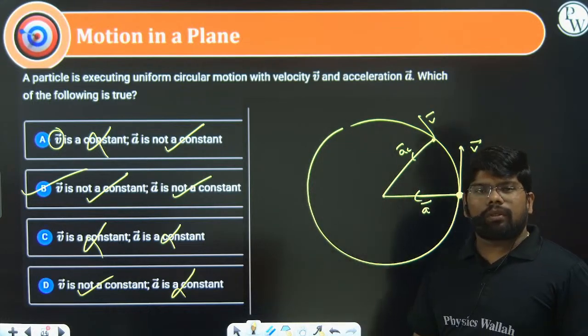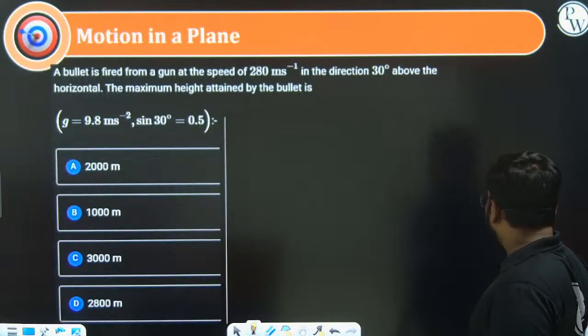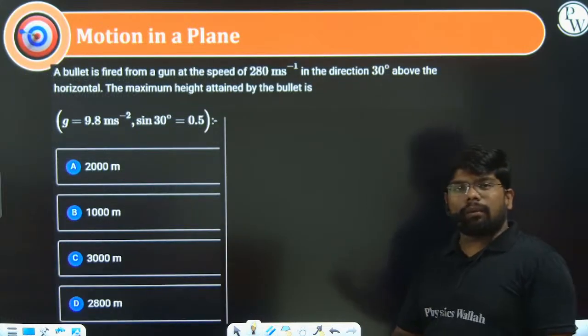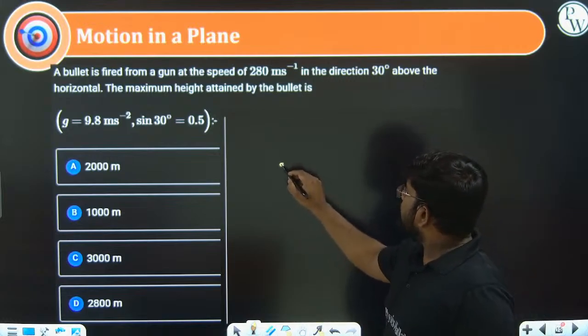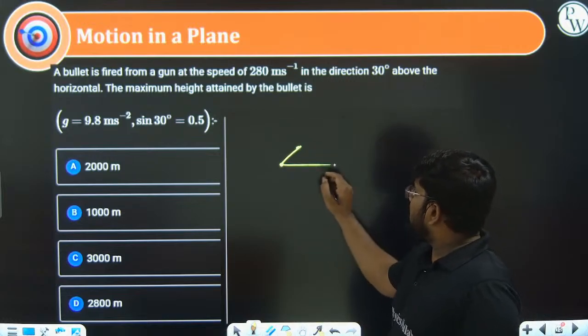So the only option saying both are right is option B. Direct concept based question it is. Okay, next, again we are dealing with motion in a plane. A bullet is fired with certain speed and making an angle, direct question.